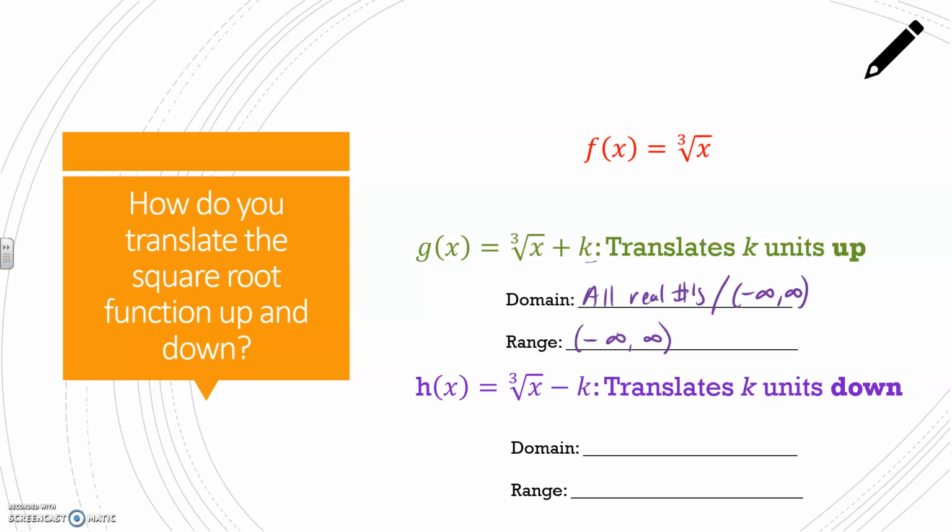Same thing if I shift it down k units, so if it's a minus k on the end, then the domain is still all real numbers, or negative infinity to infinity. And the range is still all real numbers, or negative infinity to infinity. Okay, so that's translating up and down. Again, it's if you're adding or subtracting a number outside of the radical or on the end, because it's changing your outputs, your y values.